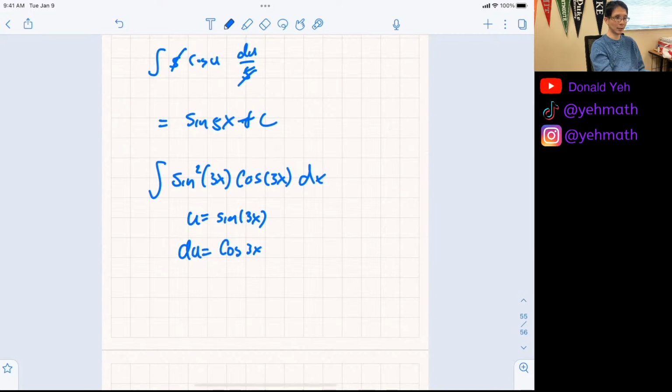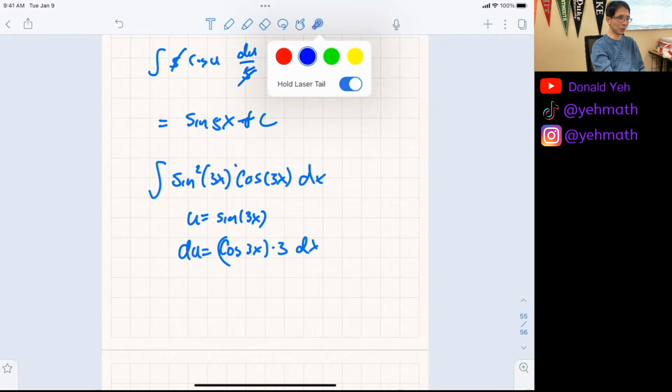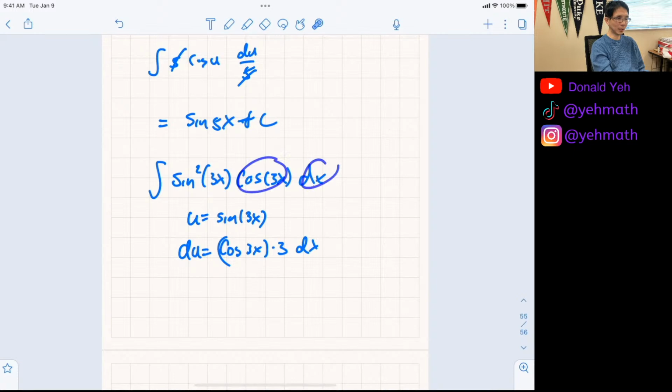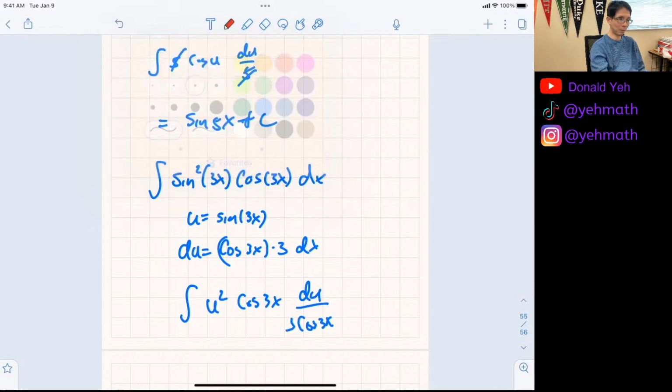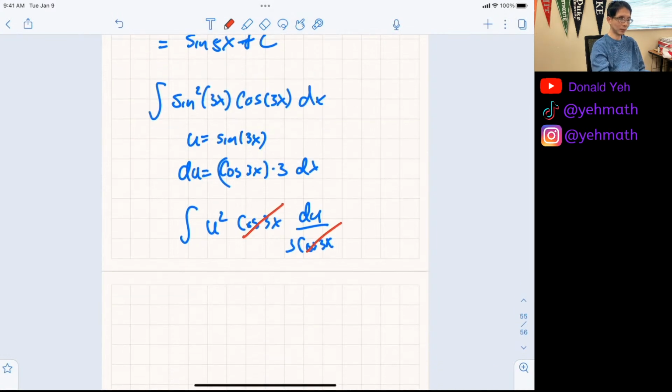Cosine 3x times 3, dx. Now you see this cosine 3x, this one changed to u squared, right? This one would have canceled out. Same thing. So u squared cosine 3x du is equal to du over cosine 3x times 3. Nice thing is, boom, cancel out.